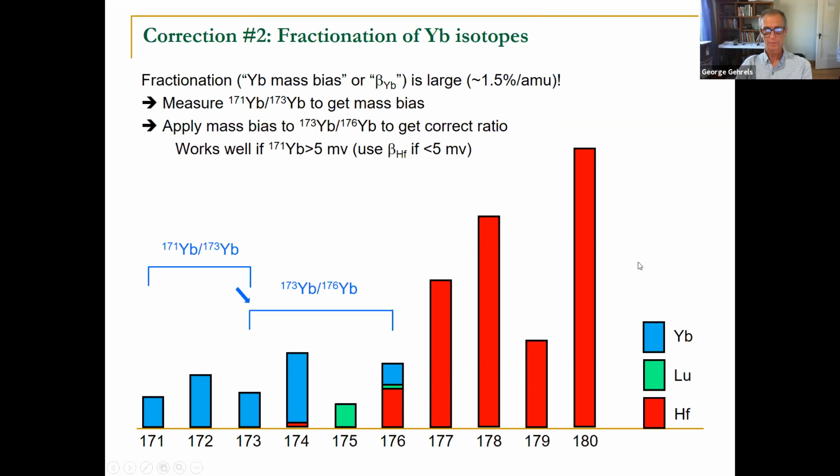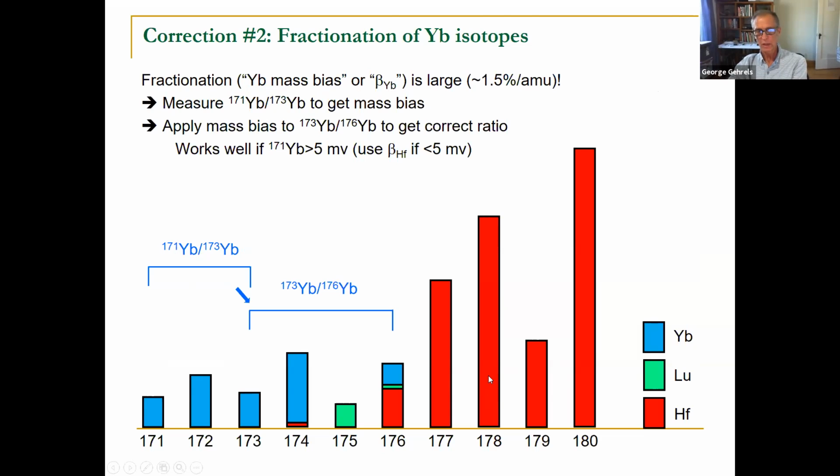That's number 1 correction. Number 2 correction is that your mass spec will always give you the wrong ratio for ytterbium isotopes. Fortunately, there's 2 of them, 171, 173, that are naturally occurring and stable. So we know what this ratio should be. We measure the ratio, compare it to the known ratio, and we get the ytterbium mass bias, or beta ytterbium value. And it's also about 1.5% per mass unit.